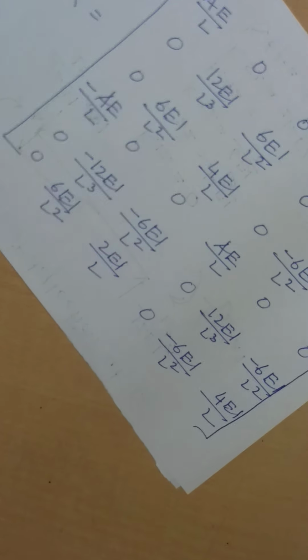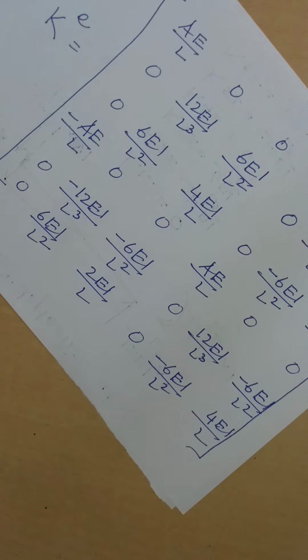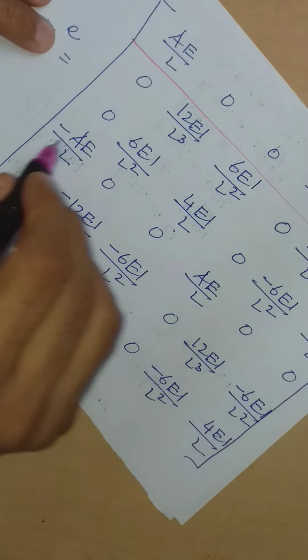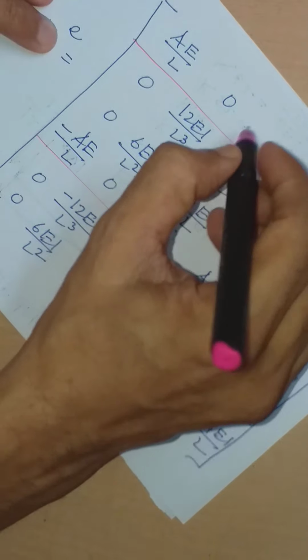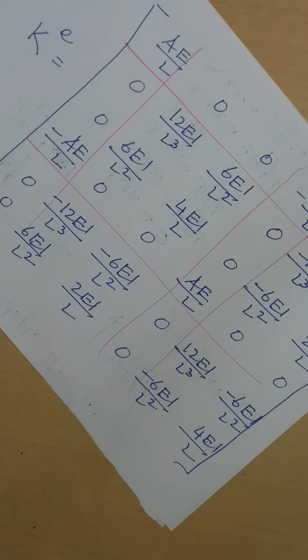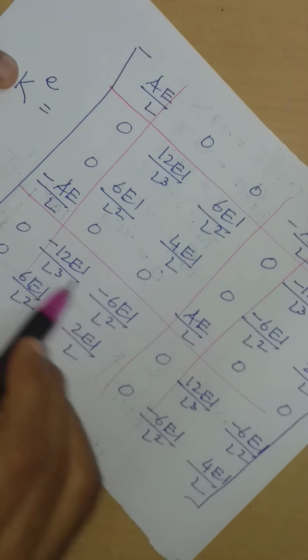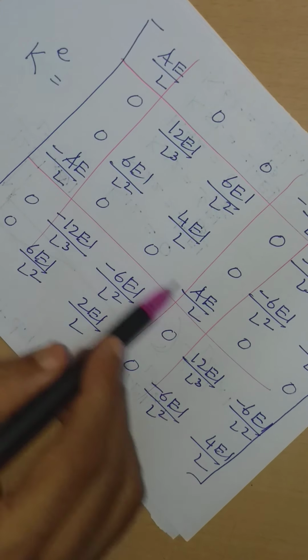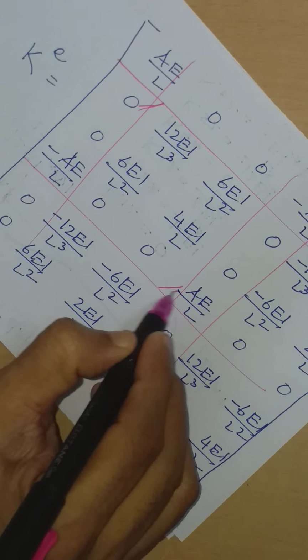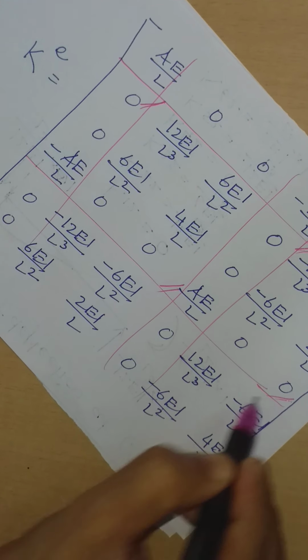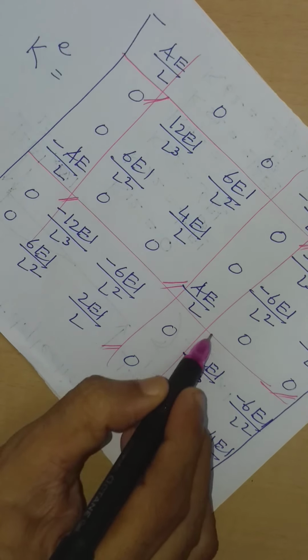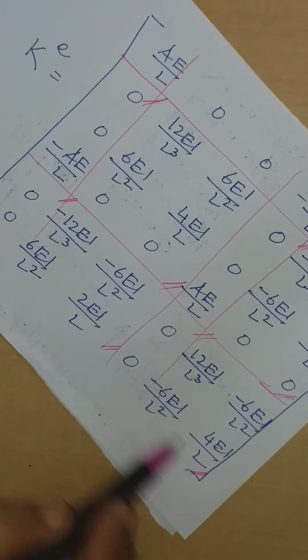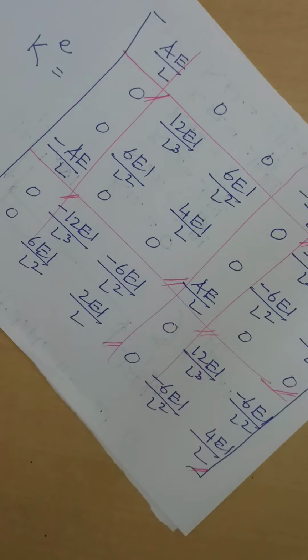Now my friends, the fun is, if you look at this matrix, if you look at the first row and fourth row, first column and fourth column, you will find it is identical to the truss matrix. AE by L, 0, minus AE by L, 0, first row and first column. And in between, if you fill up second row, third row, fifth row, sixth row, you will find it's a beam matrix. It's a stiffness matrix for beam.